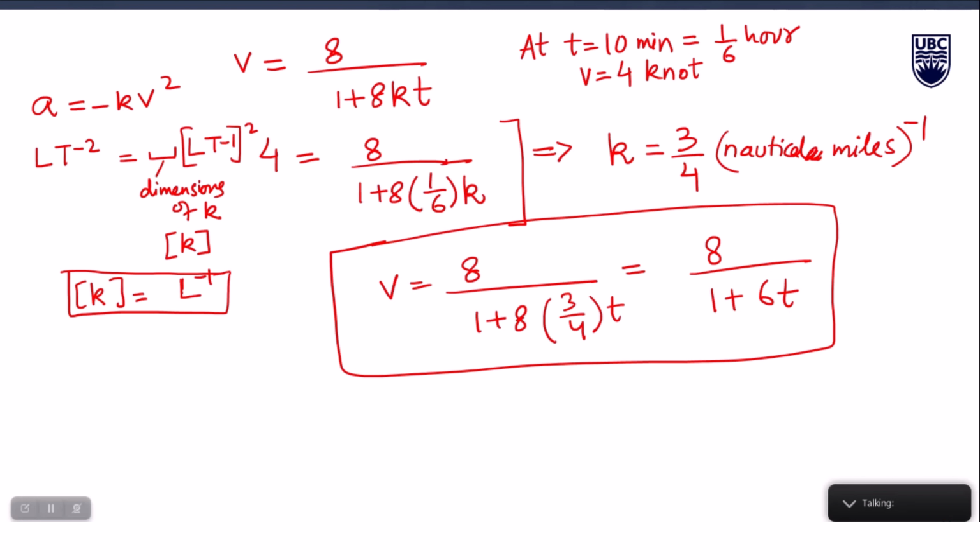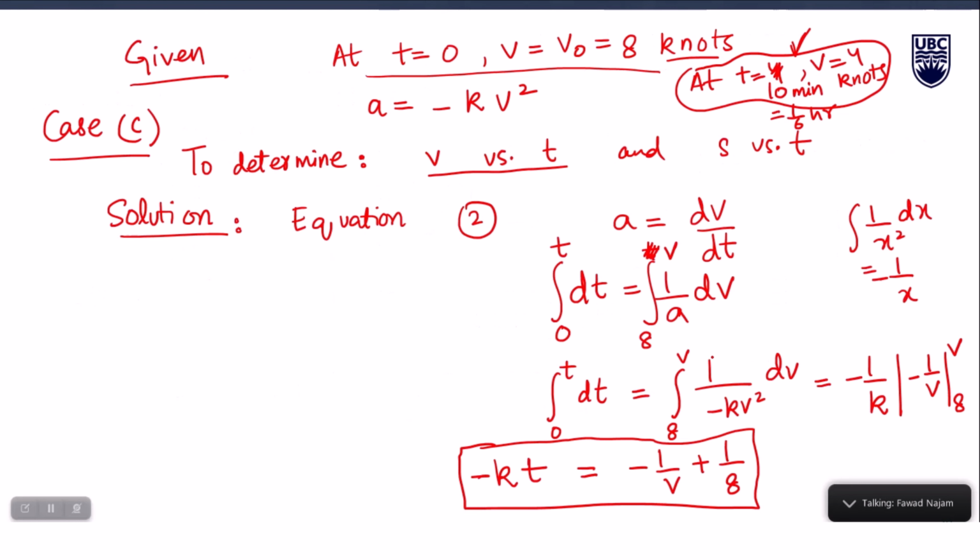Finally, we have to determine displacement as a function of time, which means we need to integrate it with respect to time one more time, or in other words apply equation 1. Equation 1 is ds equals v dt. One thing I would like to mention here is that while integrating the acceleration for the first time, I opted for making a definite integral.